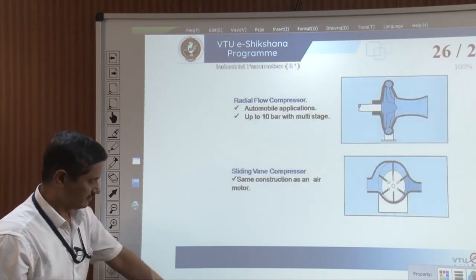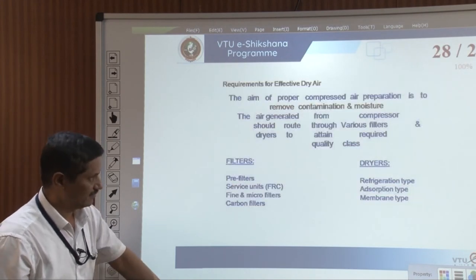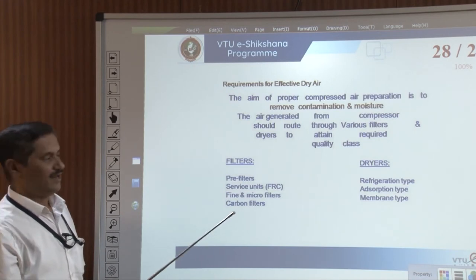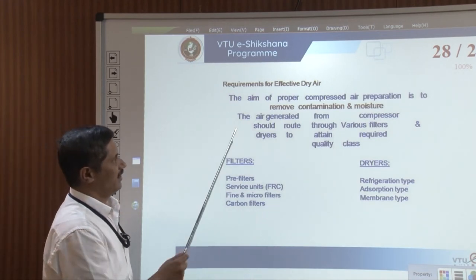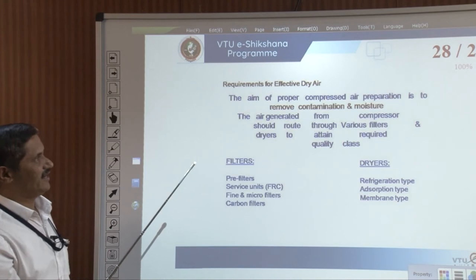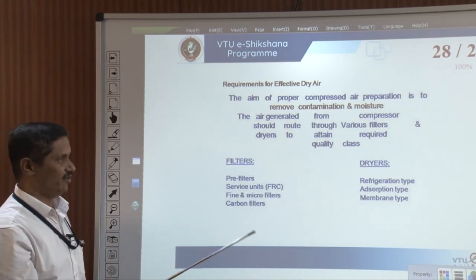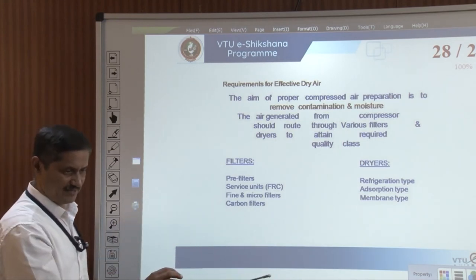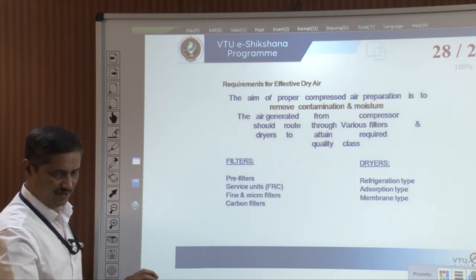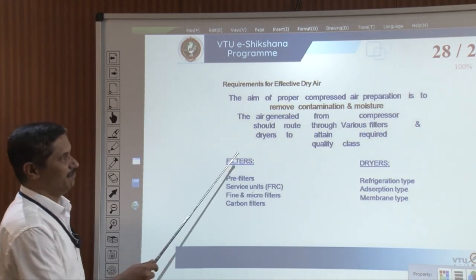Now I'll be moving on to types of filtration that we use. I have told we take the air and we compress it and we store it in a reservoir and then pass it to the equipment machines.